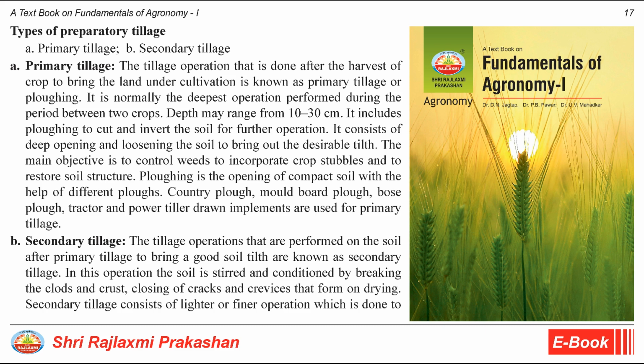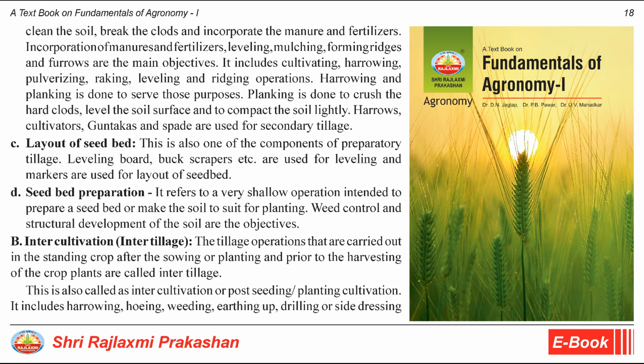Type B. Secondary tillage. The tillage operations that are performed on the soil after primary tillage to bring a good soil tilth are known as secondary tillage. In this operation, the soil is stirred and conditioned by breaking the clods and crust, closing of cracks and crevices that form on drying. Secondary tillage consists of lighter or finer operations which are done to clean the soil, break the clods and incorporate the manure and fertilizers.